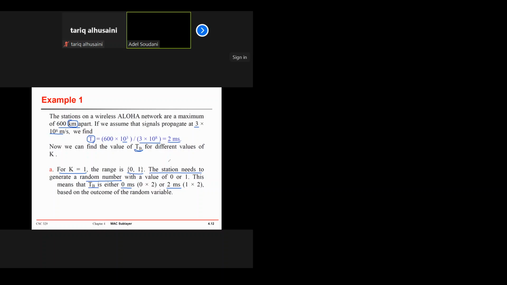Do you understand this example? That's in the case for K equal to 1. Is that clear how to calculate the backup time? Yes.